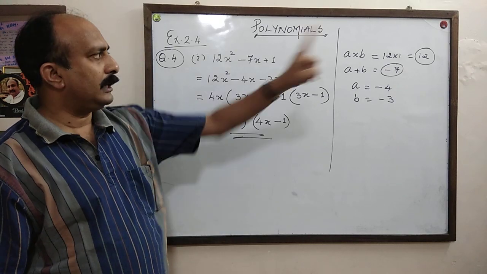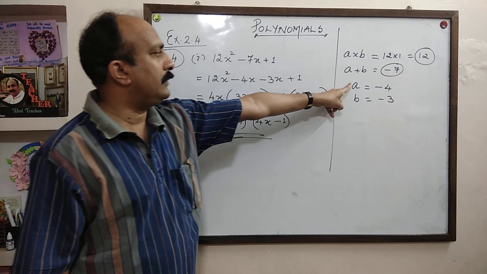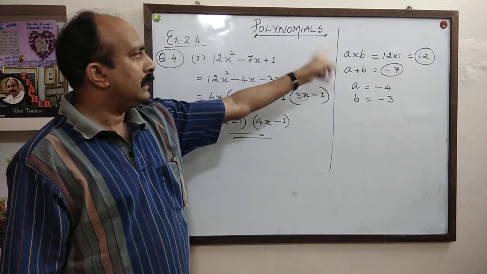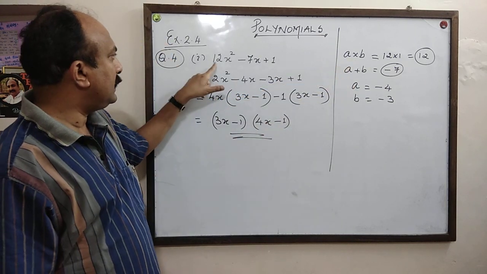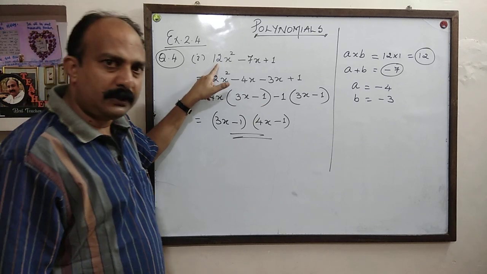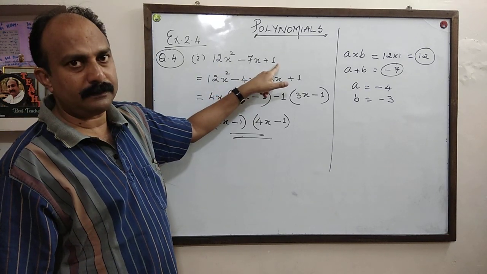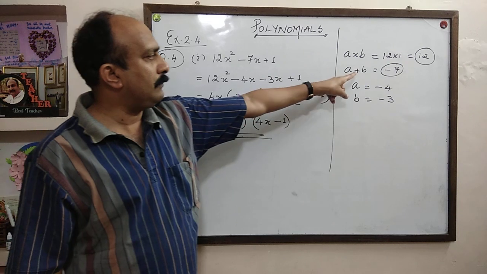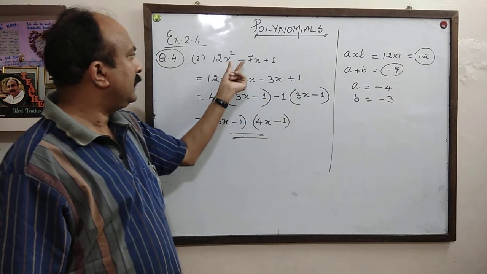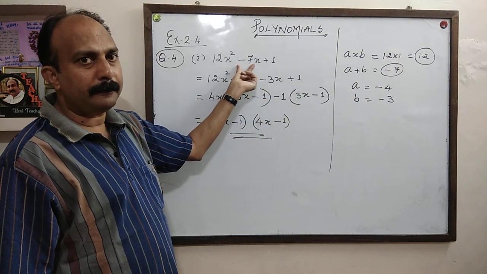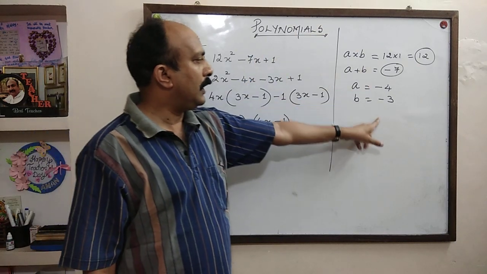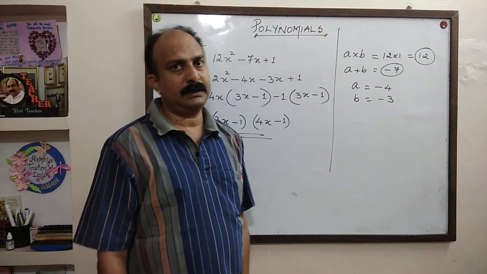For the splitting the middle term method, first of all you have to find out the values of a and b. The product of a and b will be the product of the coefficient of the first term and the last term, the constant term. The sum of the same two numbers will be the coefficient of the middle term. Now you have to find out those two numbers.